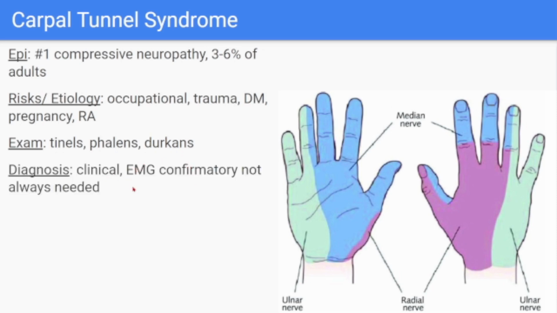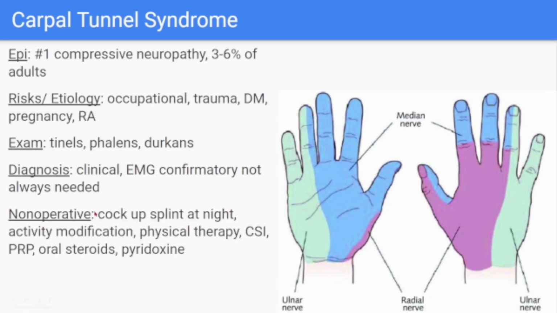EMG confirmation is not always needed, although if there's uncertainty from another condition, Wartenberg syndrome or ulnar neuropathy, if you're not entirely sure, maybe they have some more proximal symptoms and you think it could be a more proximal lesion, EMG is useful. Non-surgical management is a cock-up wrist splint at night, which sort of just immobilizes the carpal tunnel and helps reduce any movement. If you fall asleep with it in flexion, for example, you'd be compressing that.